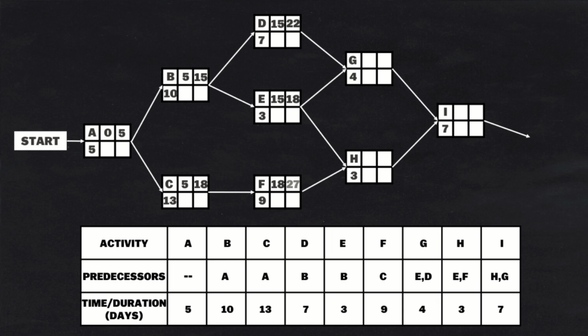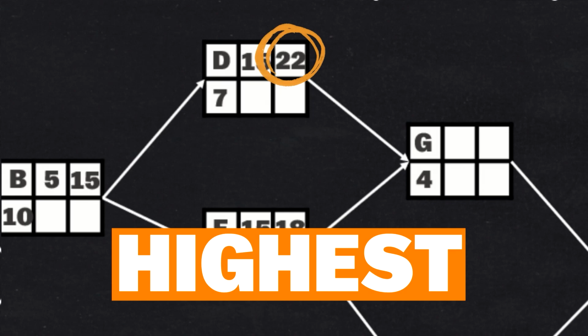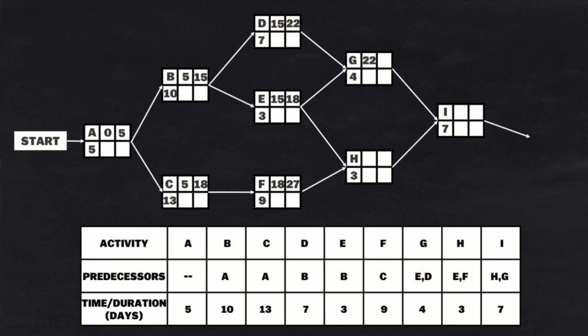Activity G depends on activity D and activity E. Since D has an earliest finish time of 22 and E has an earliest finish time of 18, to get the earliest start time of G, the highest earliest finish will be chosen. In this case, it's 22. So G will have an earliest start time of 22 and get an earliest finish time of 26. We will continue or repeat this process on activities H and I. Since 37 is the earliest finish time of I, the expected project duration is 37 days.